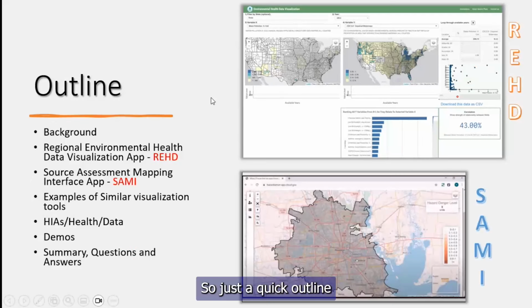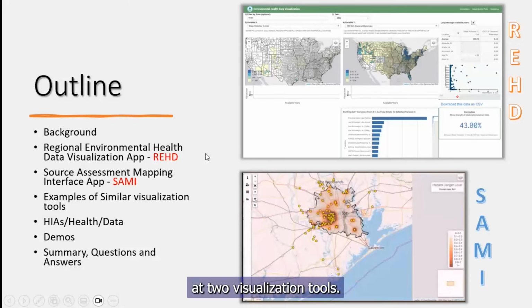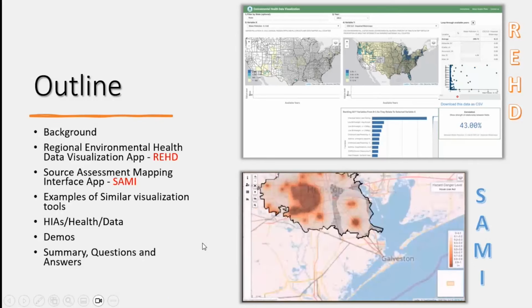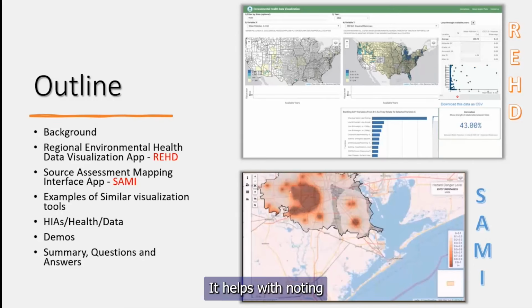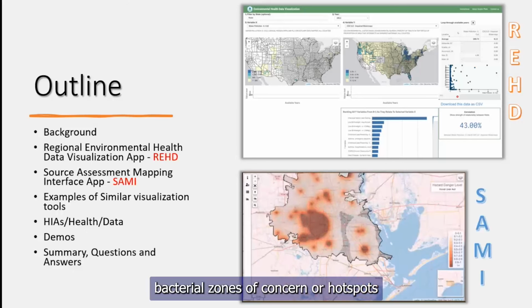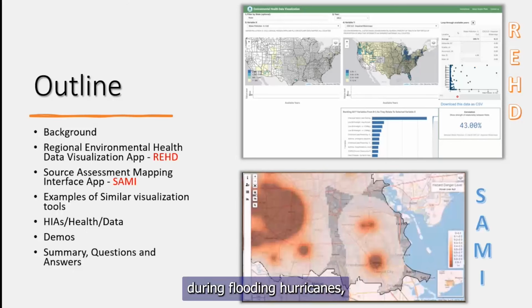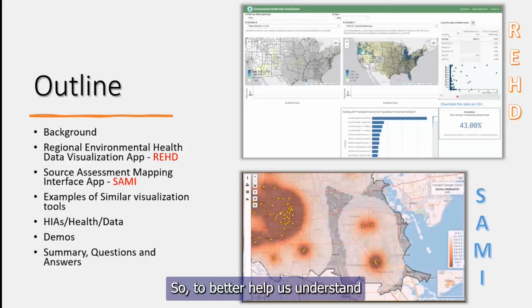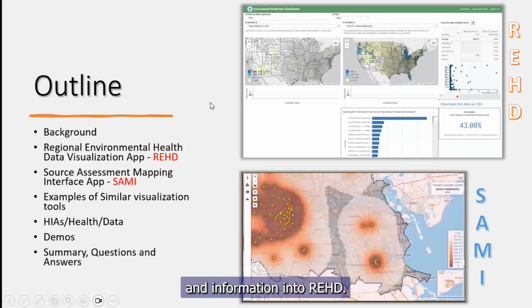So just a quick outline for today's events. We are going to be looking at 2 visualization tools. The top is RED and the bottom is SAMI. We're going to start with SAMI. It helps with noting bacterial zones of concern or hotspots during flooding, hurricanes, as you can see from this video. So to better help us understand those relationships, we pulled that data and information into RED.